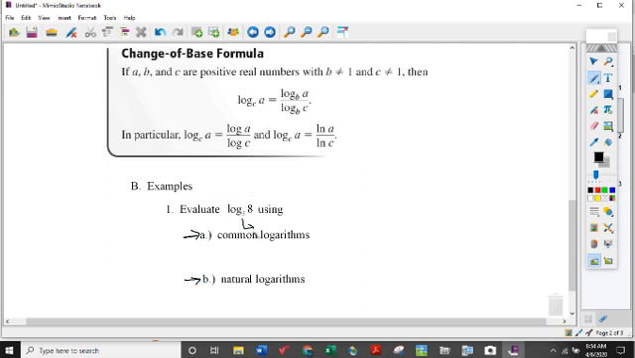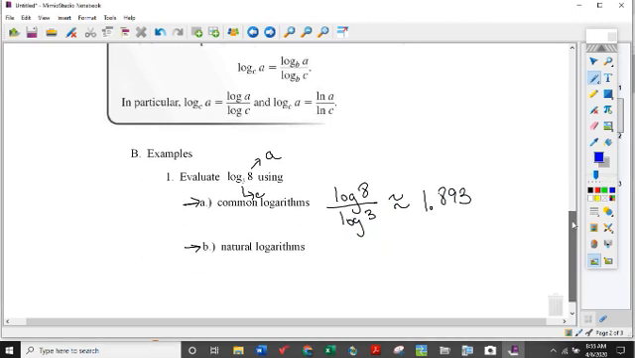So this is C, okay? And this would be A. So using common logs, I'm going to do log of 8 divided by log of 3 with my calculator. Plug that in. Pause the video if you need to, and you get approximately 1.893. Now I can also use the natural log. I can do natural log of 8 over natural log of 3. Plug it into your calculator, and you'll see you get the same result.